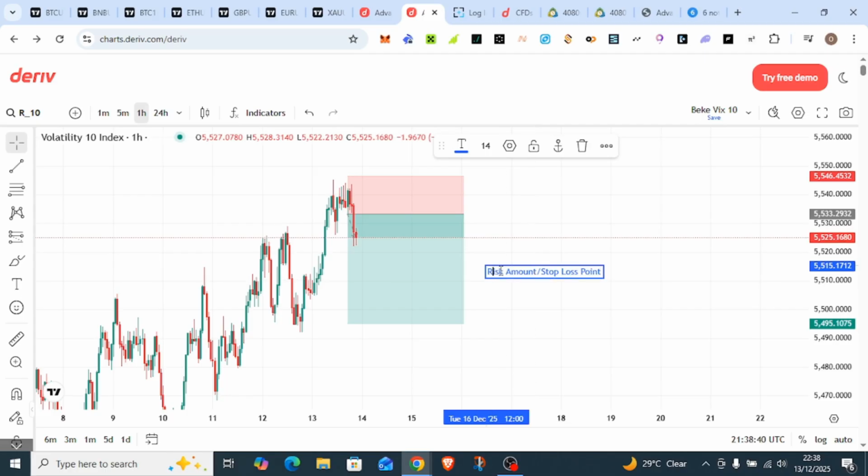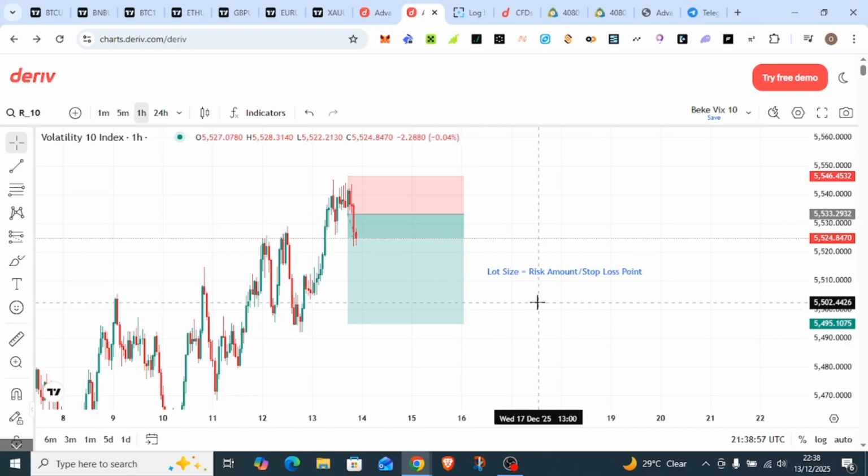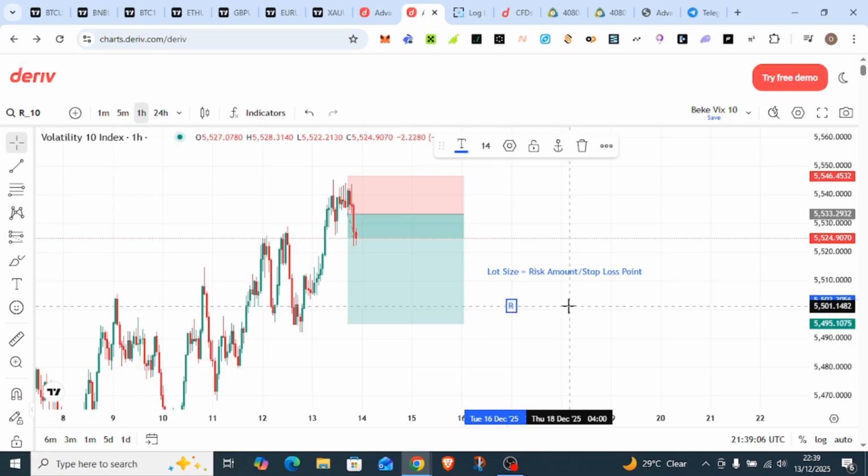Lot size is equal to risk amount divided by stop loss point. Assuming we are to risk $10, let's have risk equal to $10.